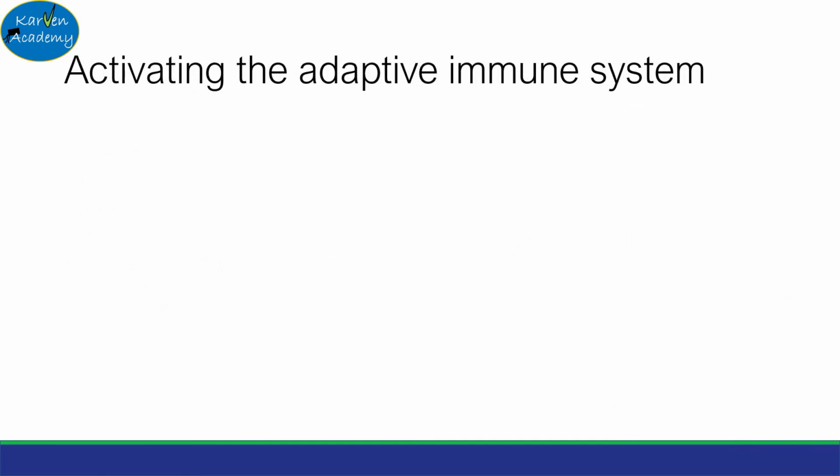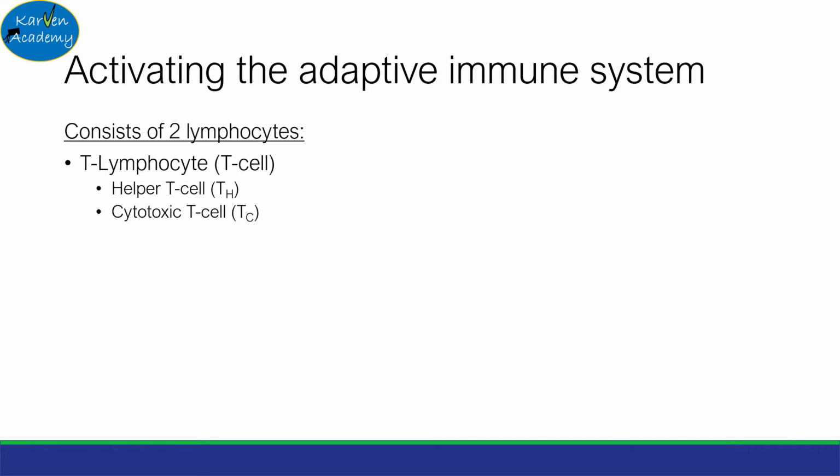So the adaptive immune system consists of two types of lymphocytes. It might look like I'm reiterating here, but because this is a complex topic, this would help you. The T lymphocyte consists of the helper T cell and the cytotoxic T cell. And finally, we have the B lymphocyte.